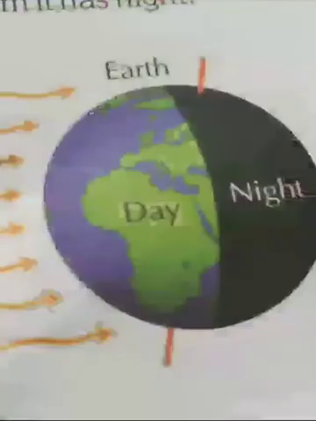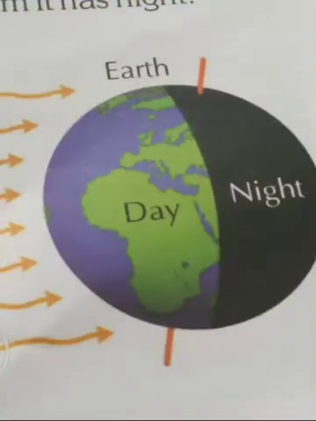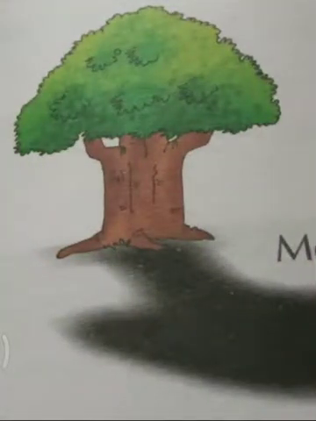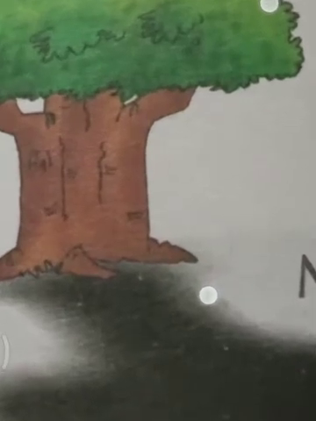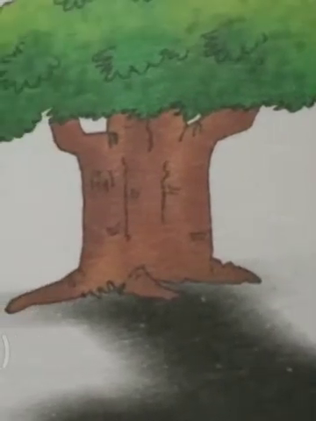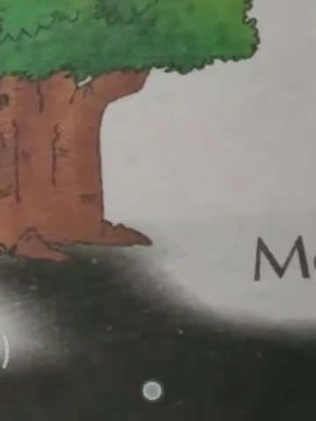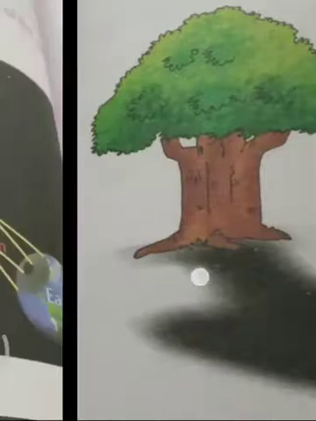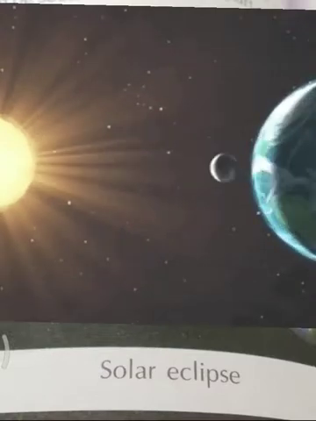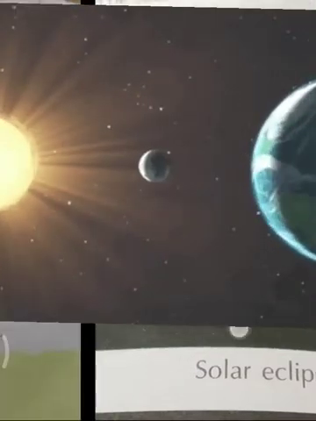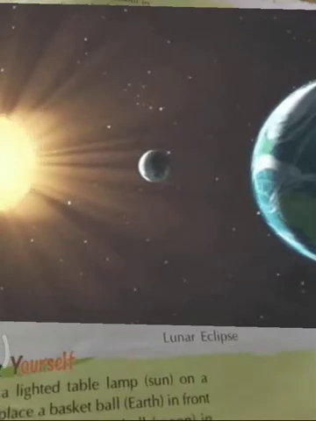Then how day and night are formed: due to the rotation of the earth around its own axis. And how a shadow is formed: the tree in this diagram acts like an opaque object, the sun is the source of light, and the black shadow forms behind the tree. Then we discussed the solar eclipse, how it is formed. When the moon comes in the center between the sun and earth, we call it a solar eclipse, because the shadow of the moon falls on the earth.